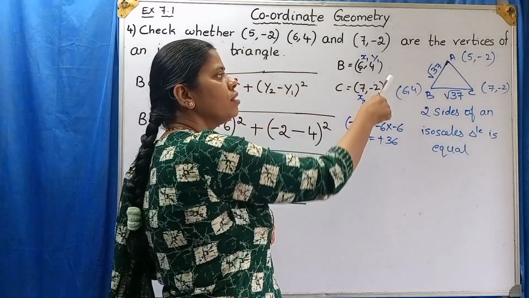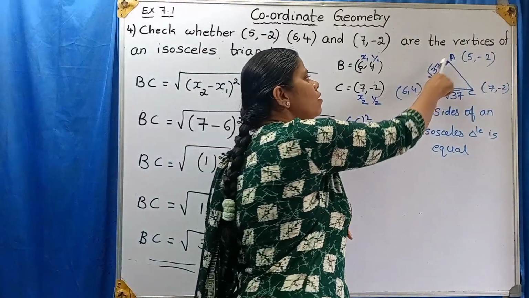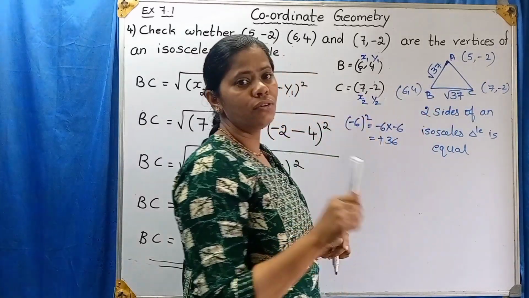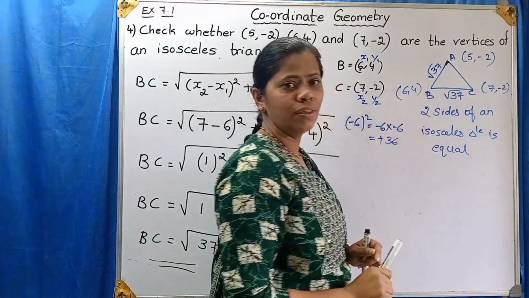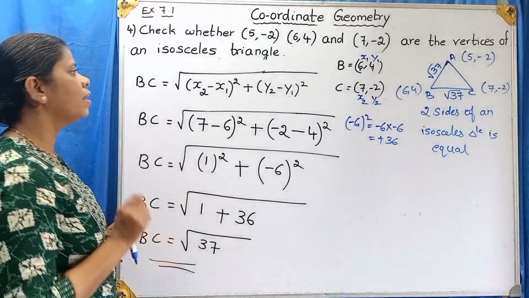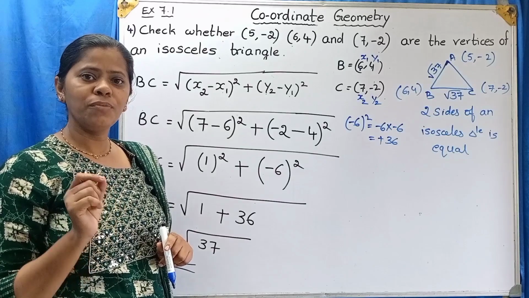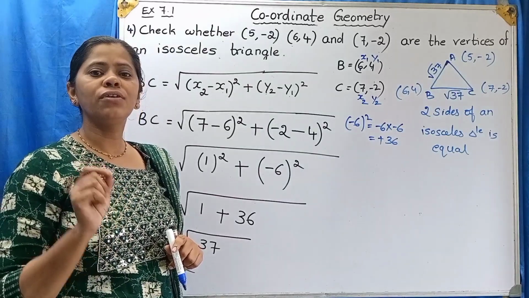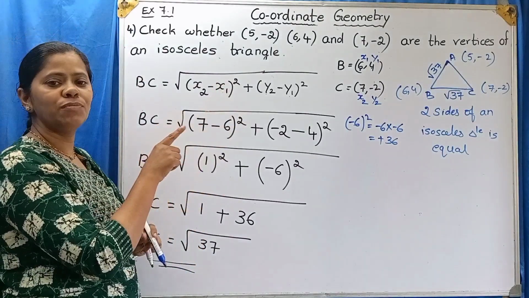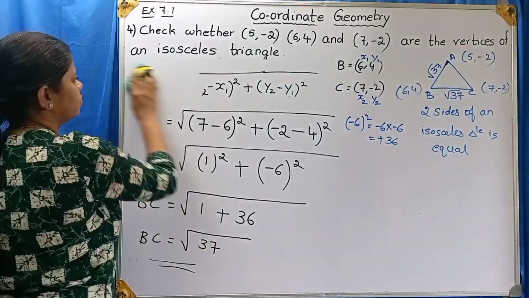Now, let us find the distance between AC. Even though we got the distance between AB and BC as root 37, we have to find the distance between AC also. Then you have to decide whether the given triangle is isosceles or not, because in an isosceles triangle, two sides are equal. Therefore, we have to find the distance between all the three points.